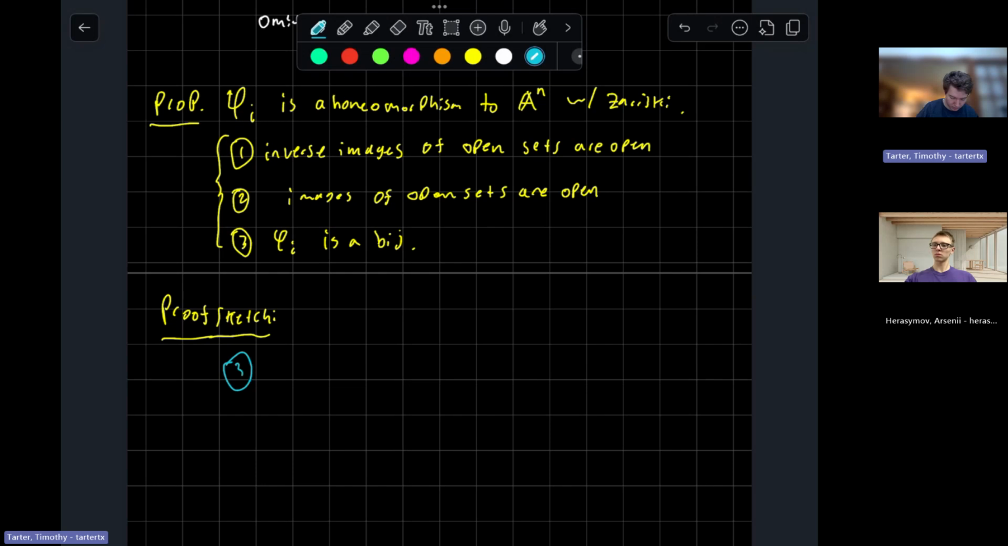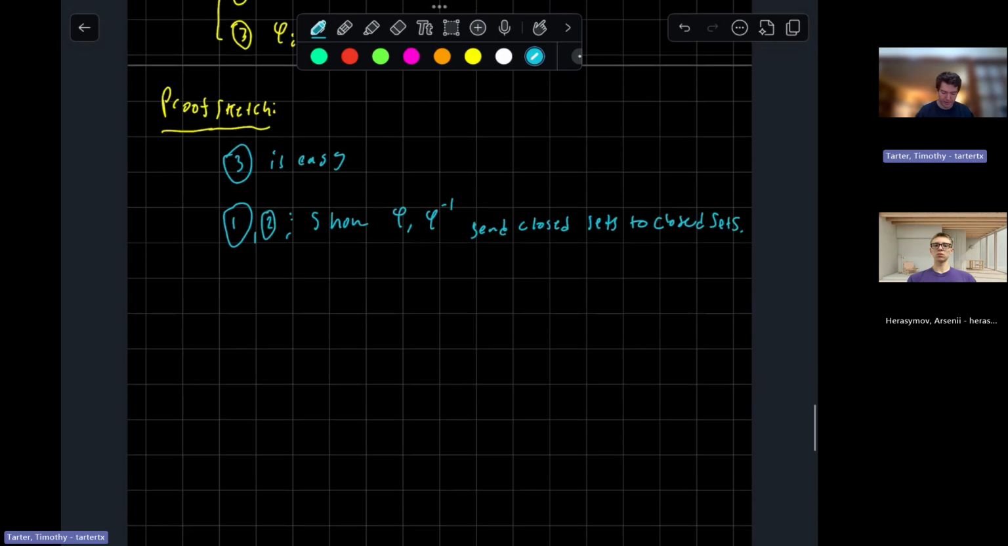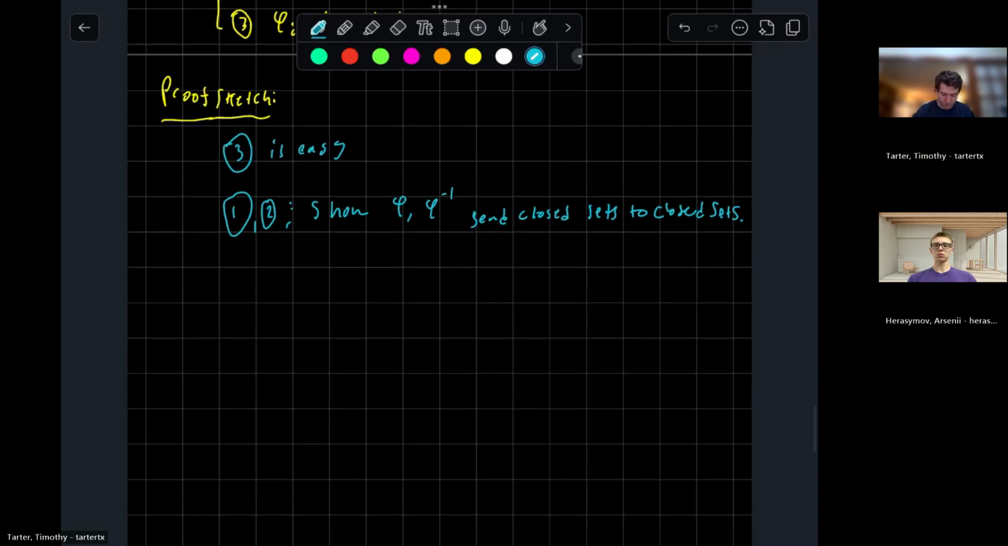So 3 is easy. And then 1 and 2 show that phi and phi inverse send closed sets to closed sets. That's also pretty easy. It's literally you just grind out the notation.